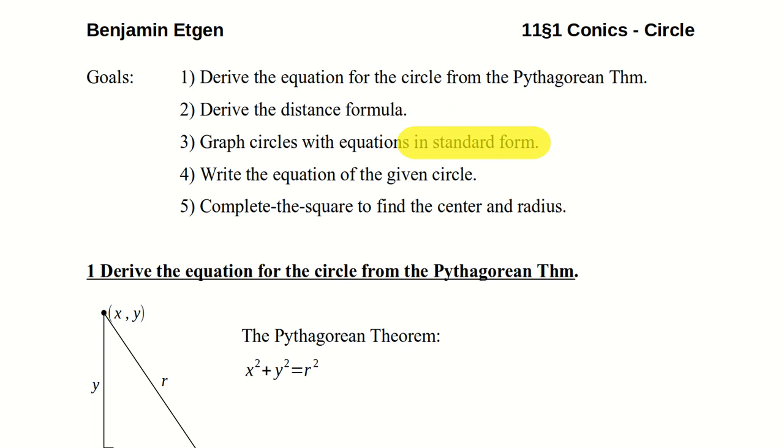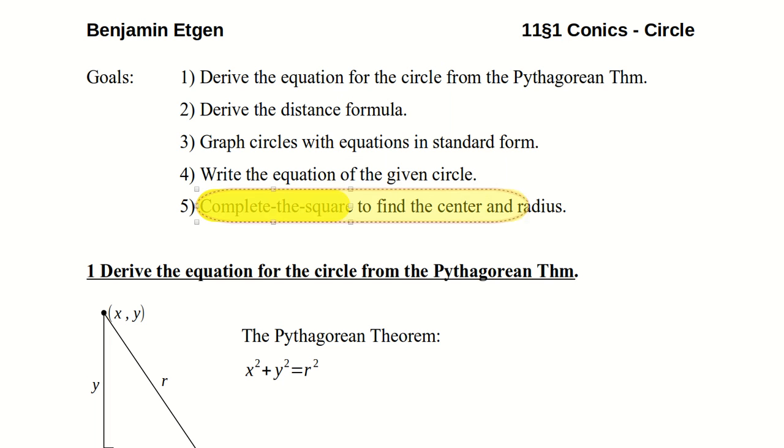Everything has a standard form, and if we can put something in its standard form, we can tell what it is. Is it a circle? Is it an ellipse? Is it a hyperbola? We're going to write the equation of a circle just by looking at it, and then we're going to be given an equation in all of its expanded glory, and we'll complete the square to find the center and the radius. So our first goal is to derive the equation for the circle from the Pythagorean Theorem.